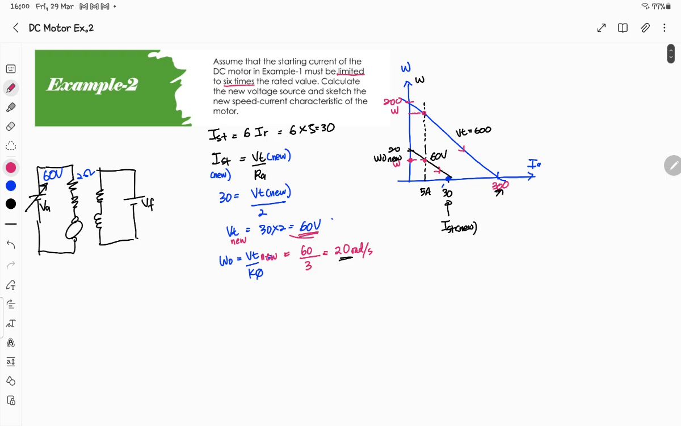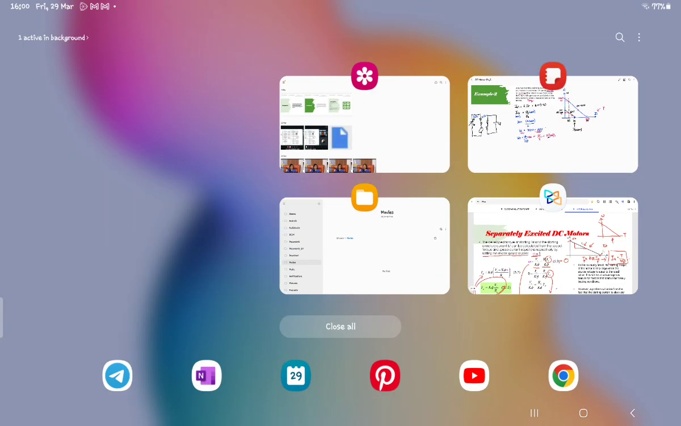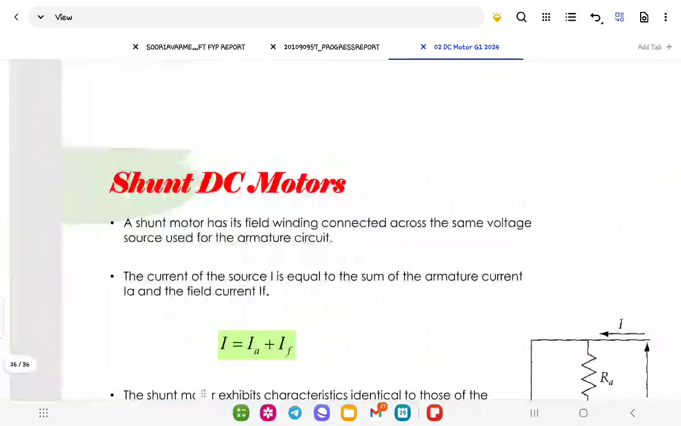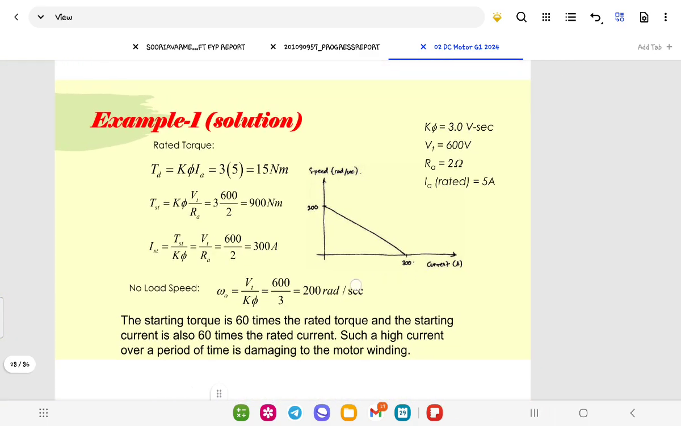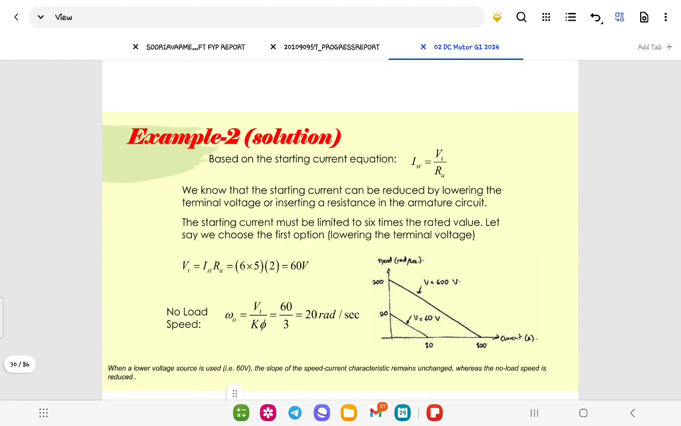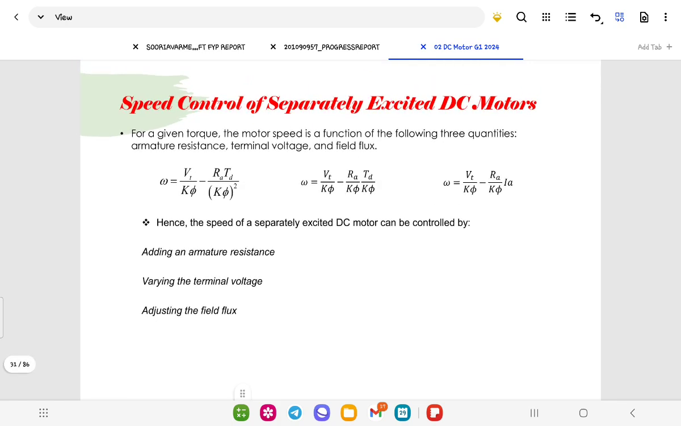Be careful: when the question asks for a speed current characteristic, you must draw speed versus current. If the question asks you to draw the speed torque characteristic, you need to change it to torque. So that's example 2, and I think it's satisfactory for you to proceed with the lecture. Example 1 done. You may also refer to the slide given by Madam Ash for groups 2 and 3. It's the same slide, I just upgraded it for my slide.